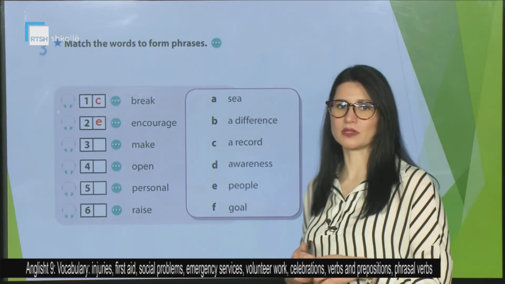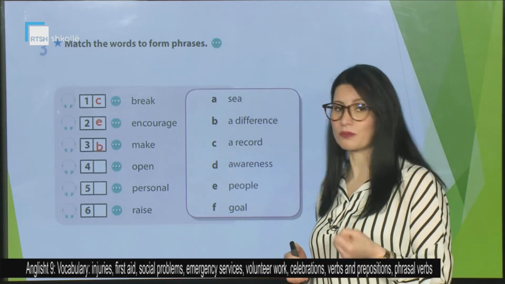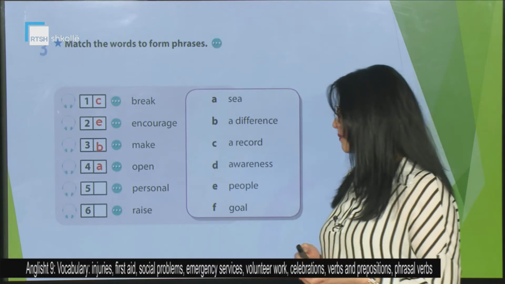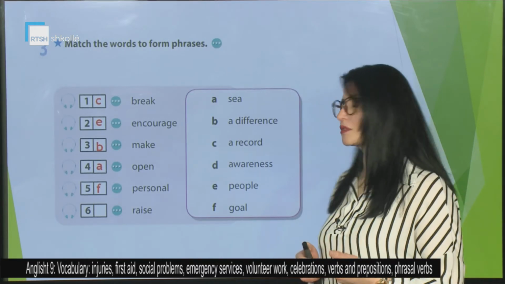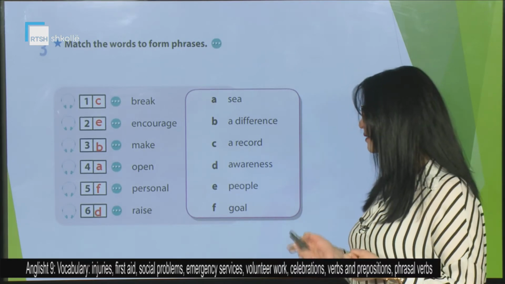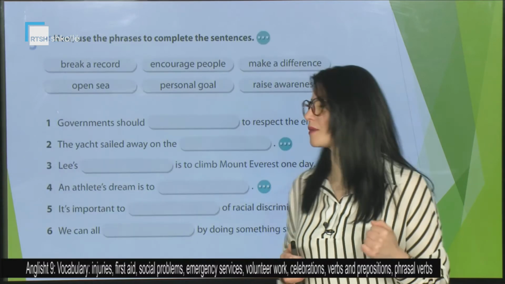Encourage people. To make a difference, to be the one who makes a difference. Open sea. Then we have a personal goal, to fulfill, you have an aim, a goal. And then to raise awareness, to make people aware of something.